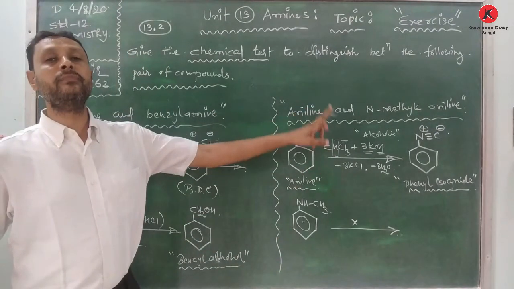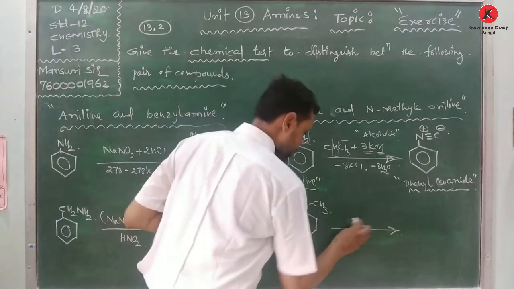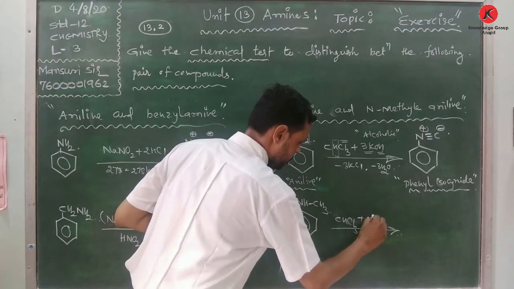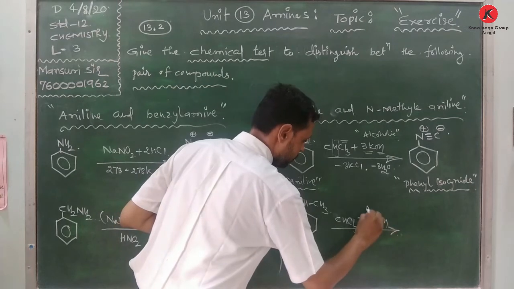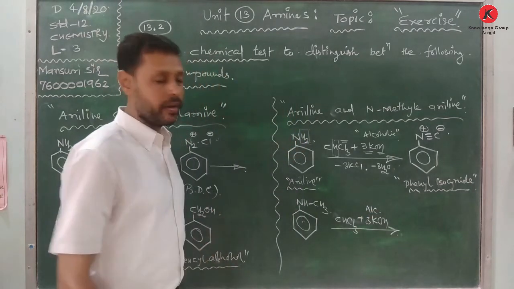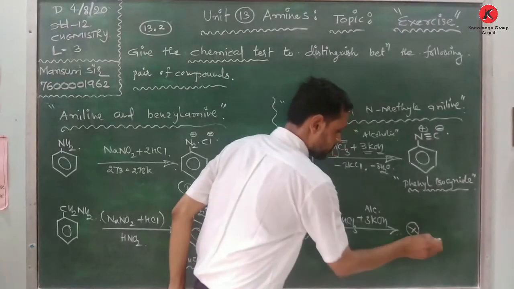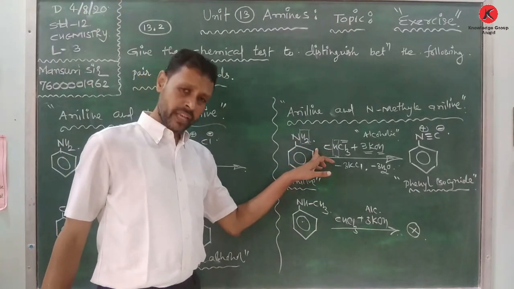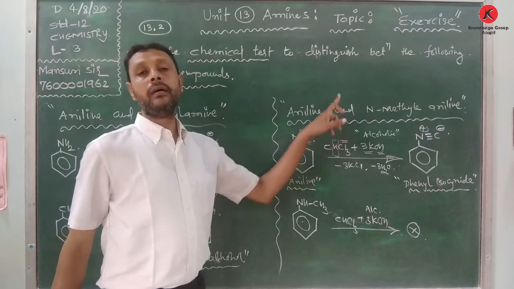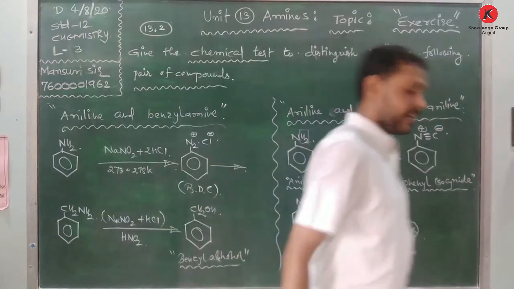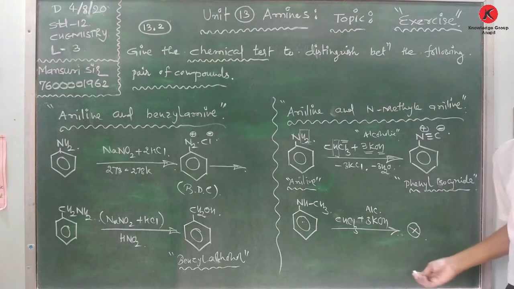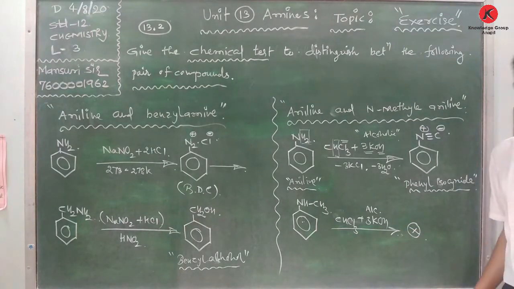Thereafter, whenever a secondary amine is given, secondary and tertiary amines do not react with chloroform and 3 moles of alcoholic KOH, no product is obtained. So we can say that primary amine gives isocyanide, but secondary and tertiary amines do not give isocyanide in the carbylamine test. Okay.